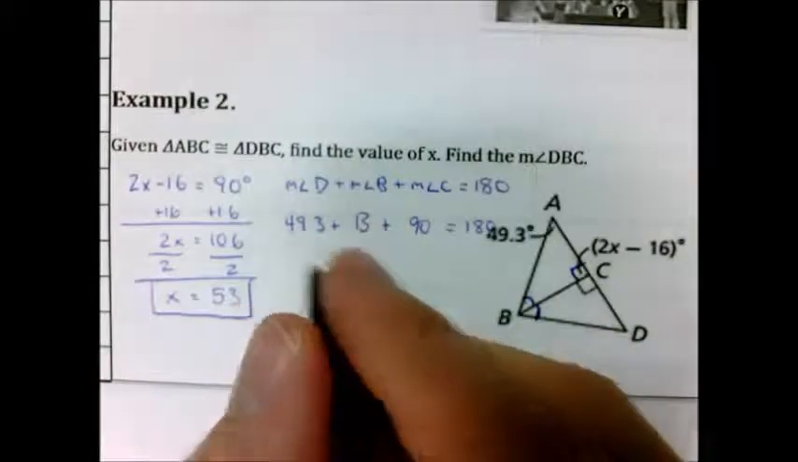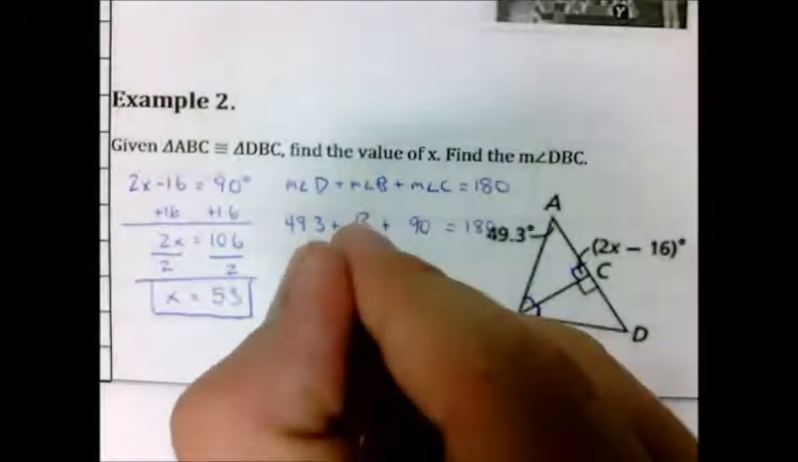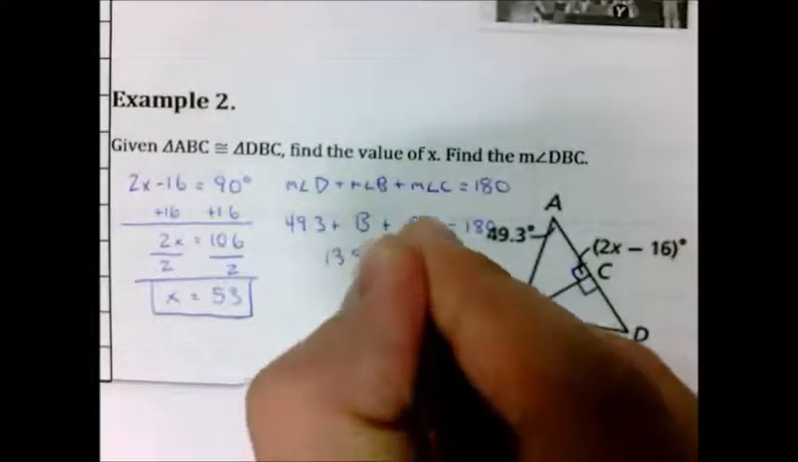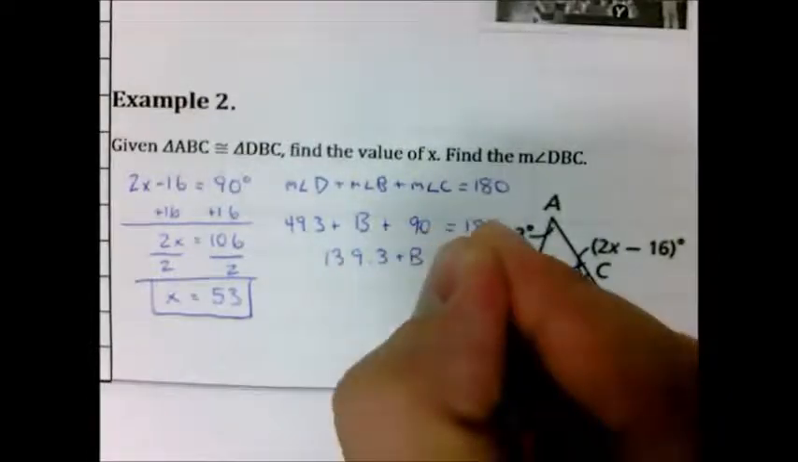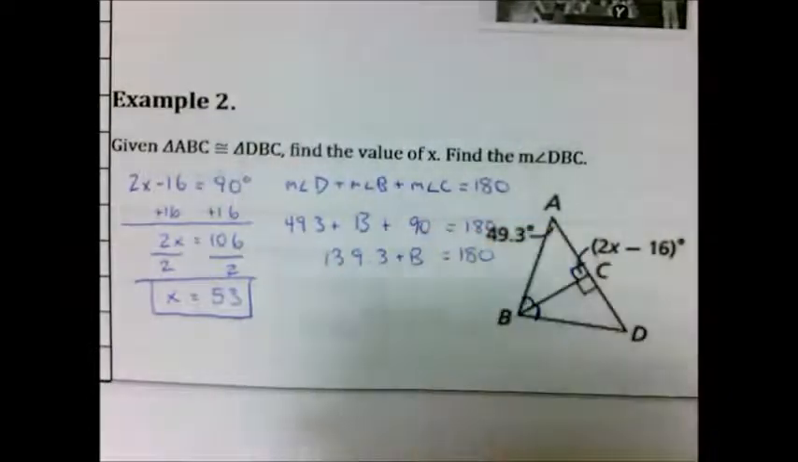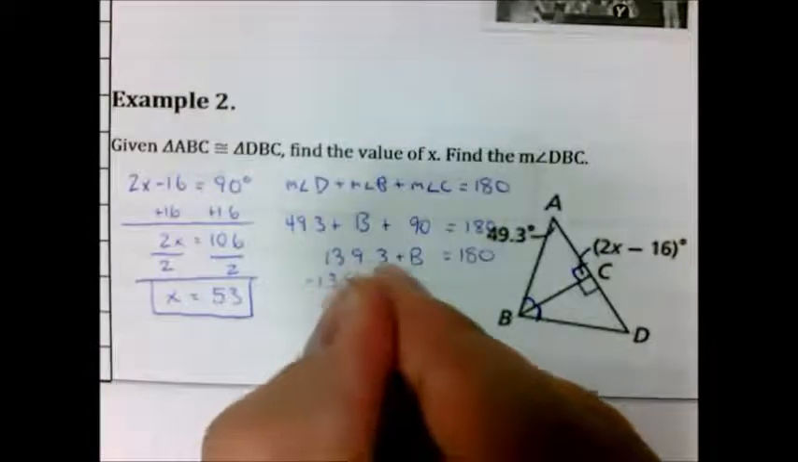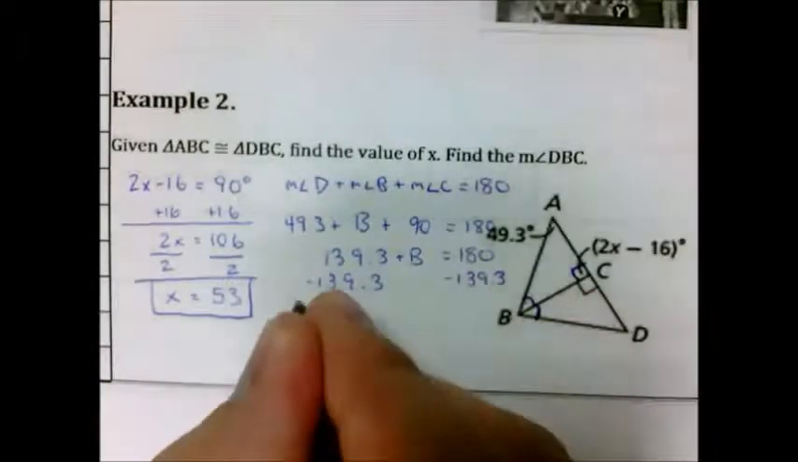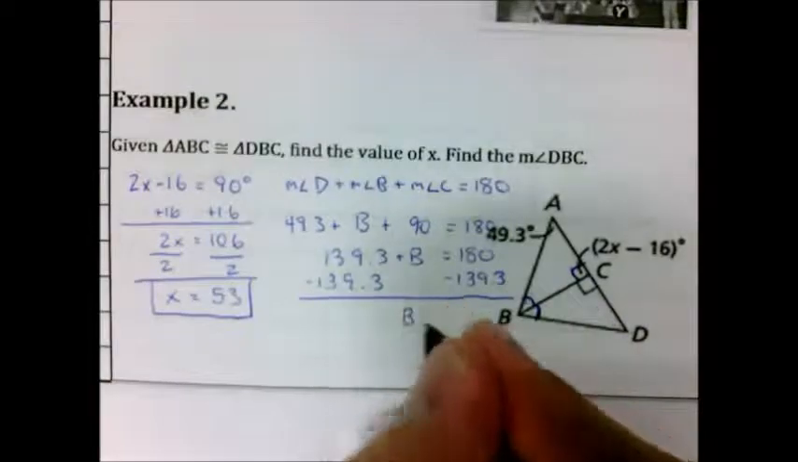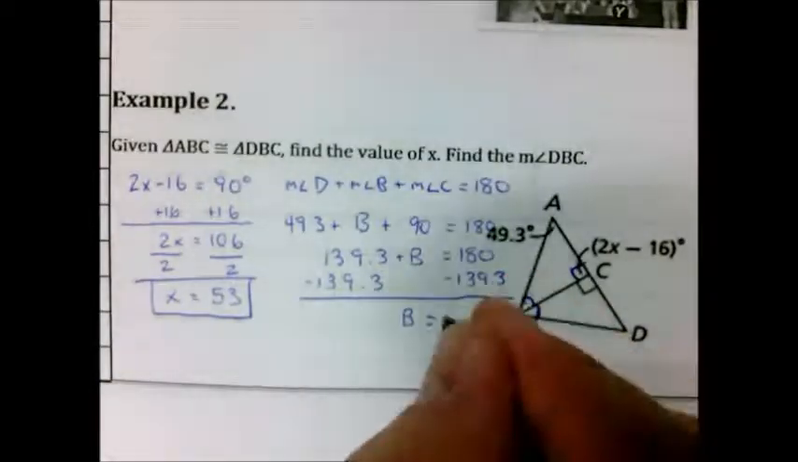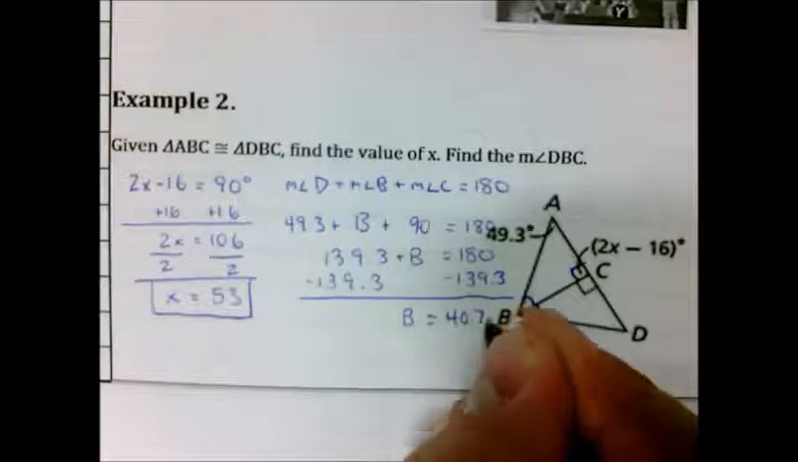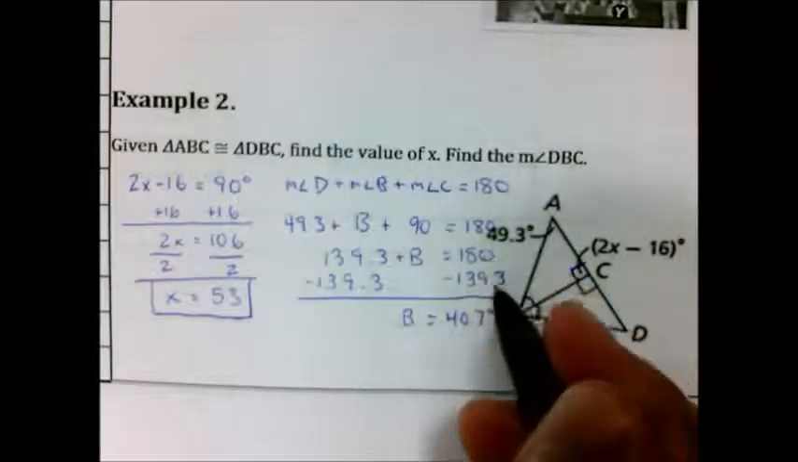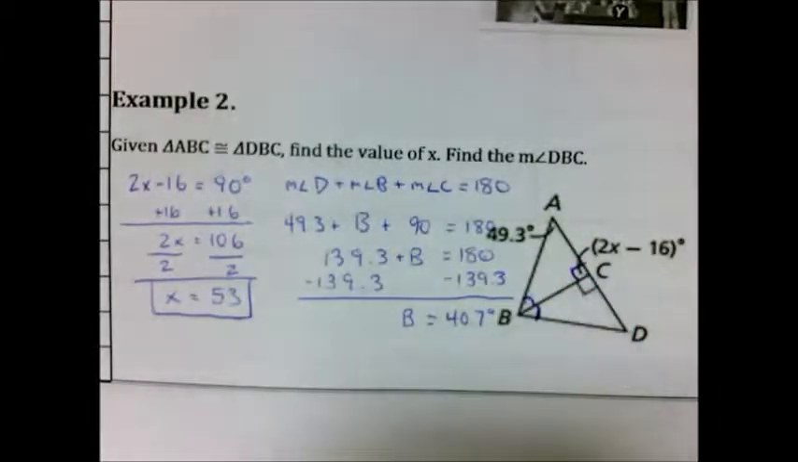49.3 plus 90 is 139.3. And we're still adding that to B, and it's still going to equal 180. So we have to subtract 139.3 from both sides. And if we solve this, we get that B is equal to 40.7 degrees. 180 minus 139.3 is 40.7 degrees.